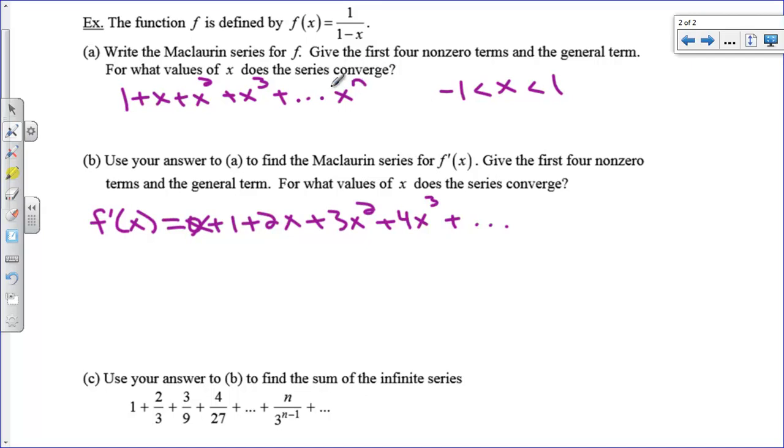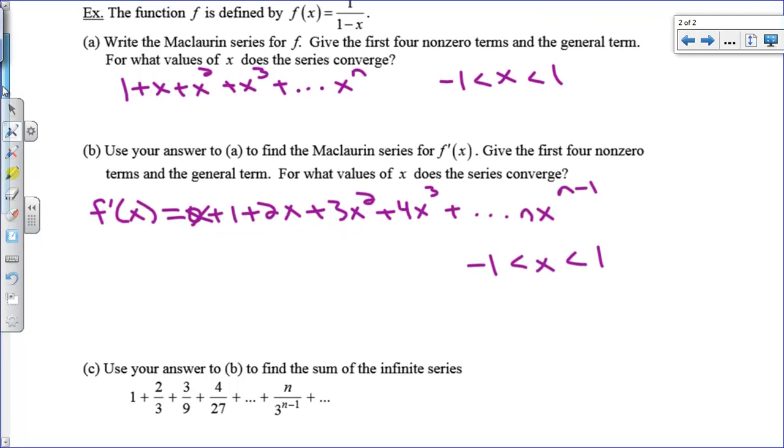Now we also have to write the general term. The general term is the derivative of x to the n, which is going to be n times x to the n minus 1. Now I'm going to tell you that whenever you take the derivative of a series, you are never ever going to pick up an endpoint. So this series converges between -1 and 1. Now why did we do that?